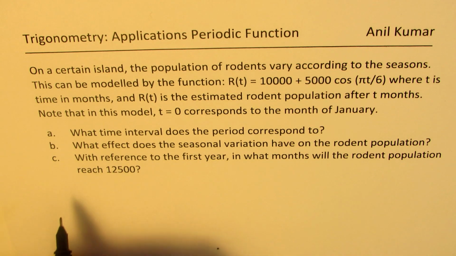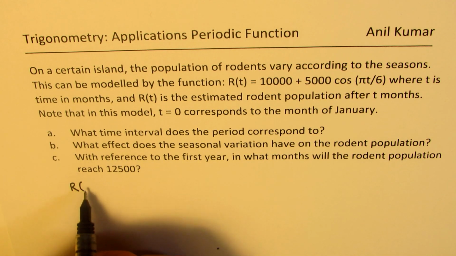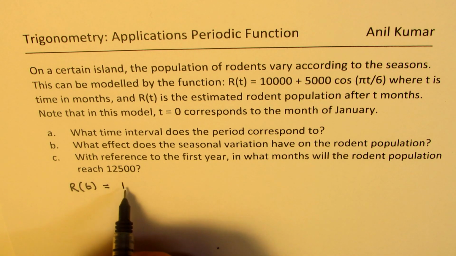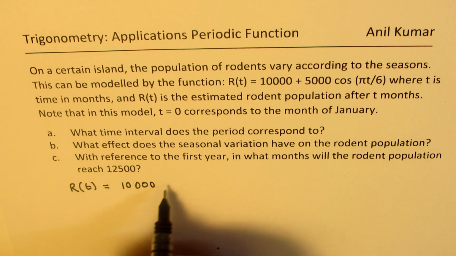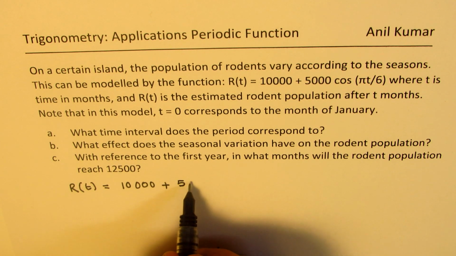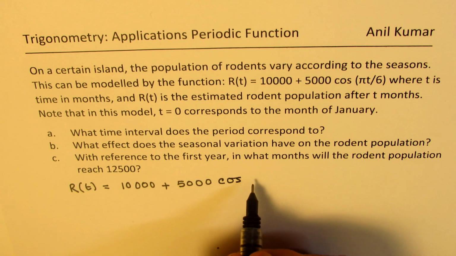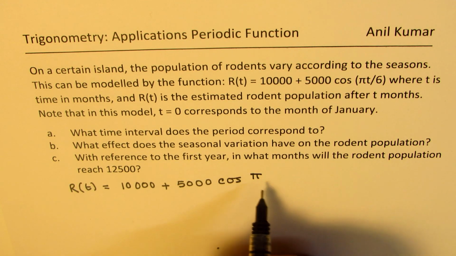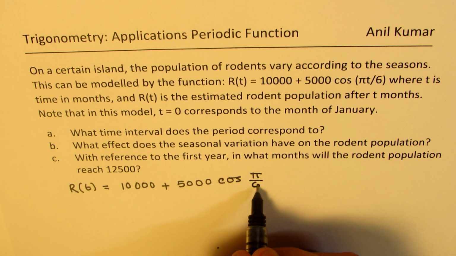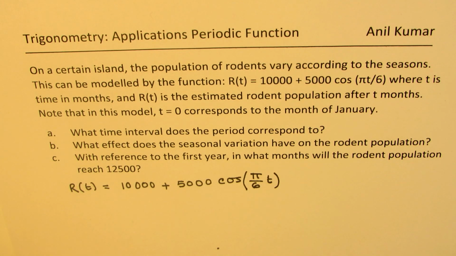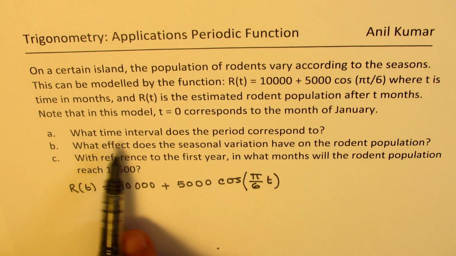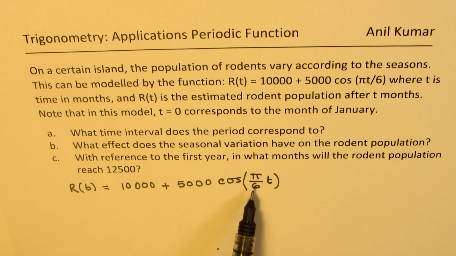So we are given the rodent population R of t equal to 10,000 plus 5,000 cos of pi t by 6, right? So that is the population. We need to find the time interval. Now, the time interval can be found from pi by 6.